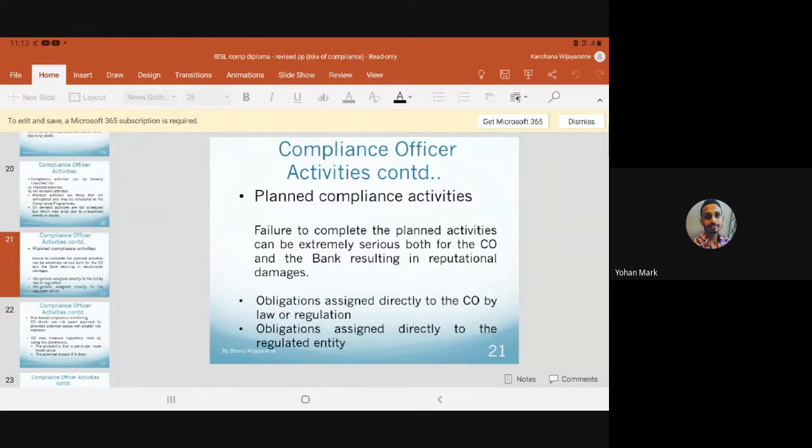So the failure to complete the planned activities can be extremely serious, both for the compliance officer, and it could also result in reputational damage. So the obligations assigned directly to the compliance officer by the law or regulation, obligations assigned directly to the regulated entity, this type of requirement needs to be captured into your compliance program. Right.